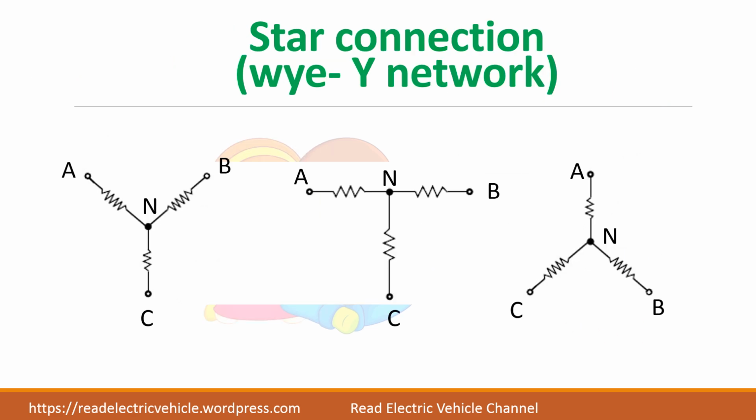Let us see about star network. You see all these pictures are star network, but they appear to be different. Actually, all are the same. You have to identify the neutral point. From the neutral point, if one end of each of the phases is connected, it is a star network. It is also called Y network because it resembles the shape of Y. So see here, it appears to be T, but from neutral, three phases are connected. So it is a star network.